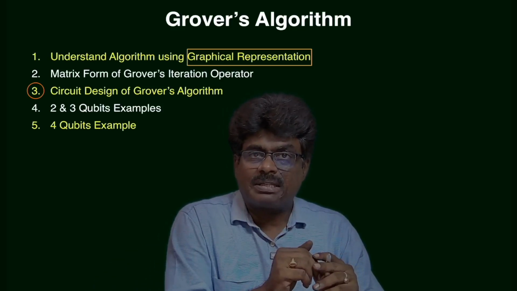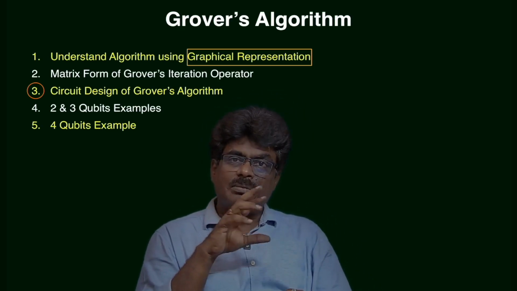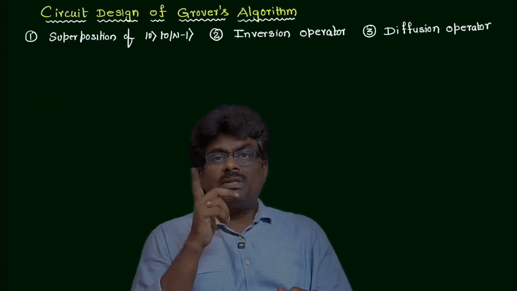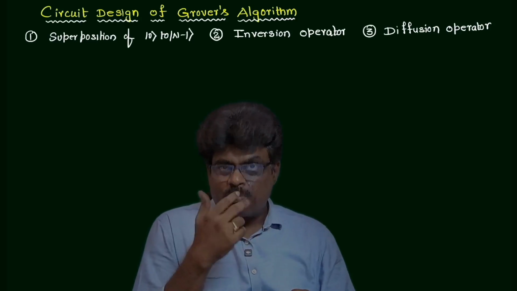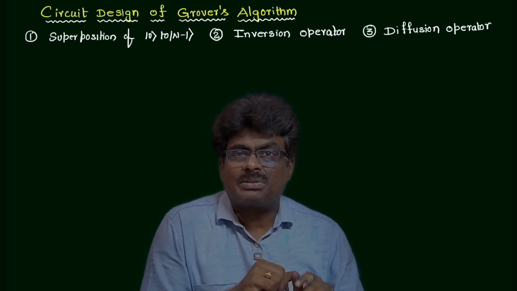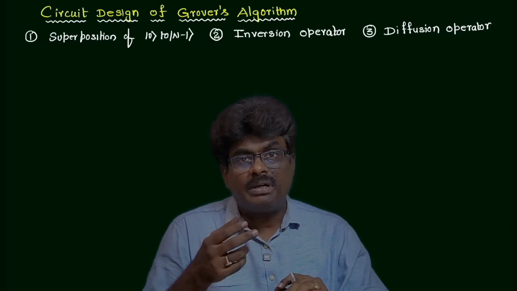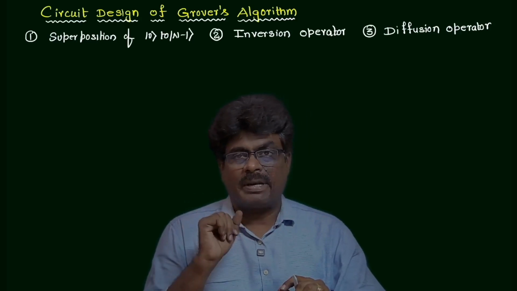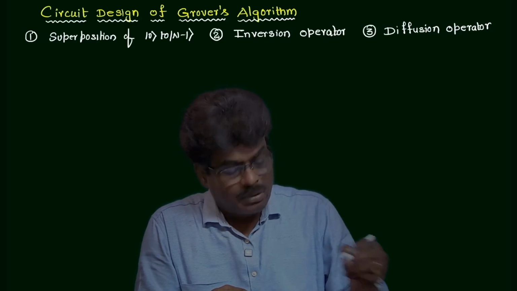So here we are discussing Grover's algorithm. In this third part, we are going to discuss the circuit design of Grover's algorithm. Grover's algorithm contains a total of three operations. First one, superposition of 0 to n minus 1 states, and the next, inversion operator which inverts the amplitude of the target state, and the next one is diffusion operator. Okay, so first let us discuss this superposition.